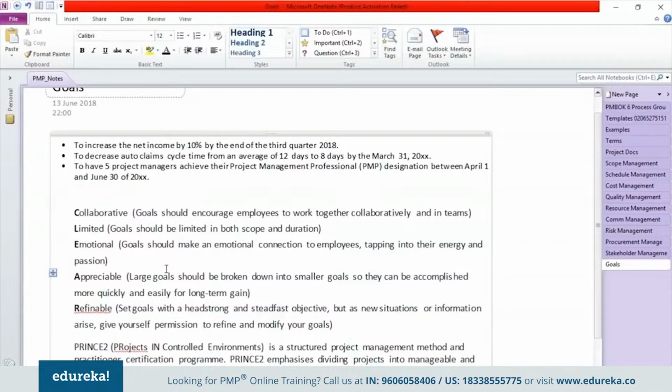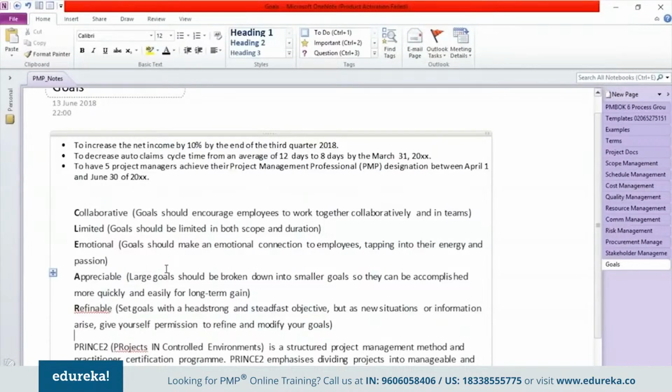As we say, clear, C is for collaborative. It should encourage your employees to work together in a collaborative fashion. If there is clarity that I have to increase income by 10%, then I believe this will give a lot of insight for people as to why we should be working collaboratively, because there is a goal we can relate to, and there is good clarity. Limited: a goal should be limited in both scope and duration. Here also, as you see, scope is very clear, they want to just reduce the cycle time. So scope is definitely very clear and limited, and there is also a duration attached to it.